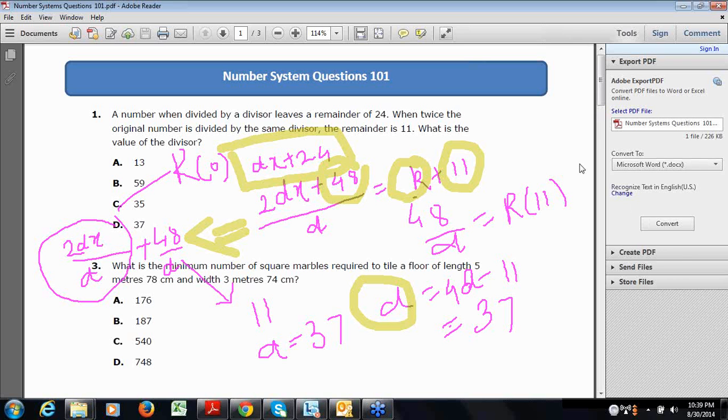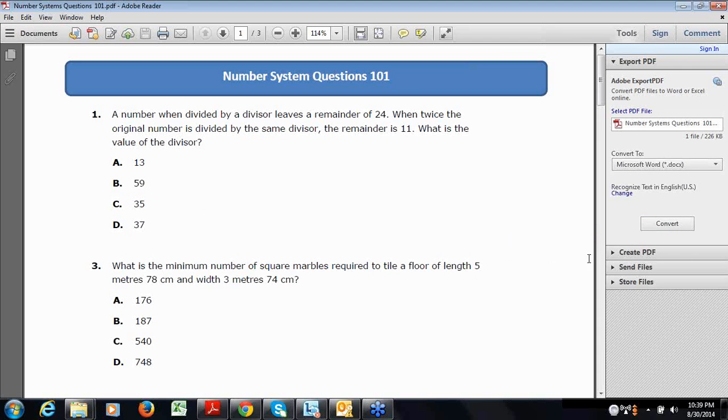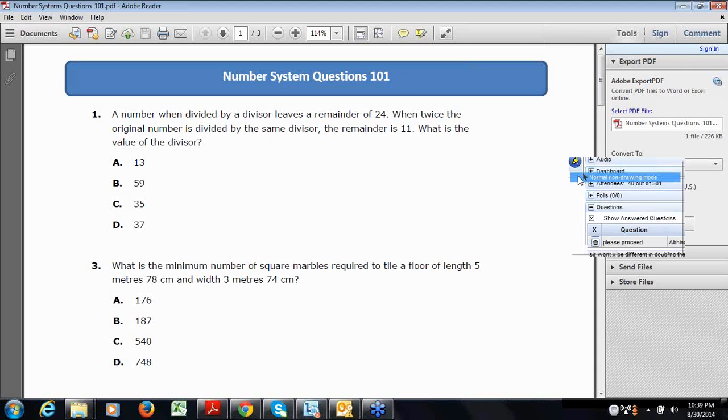I believe everybody is clear now. Okay. Moving on to the next question. Question number 3, which is actually question number 2.